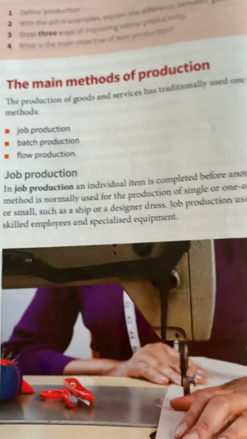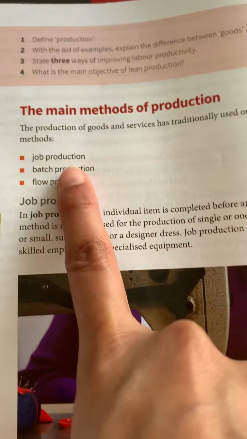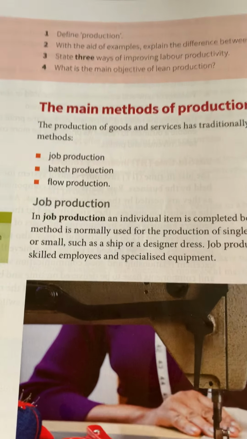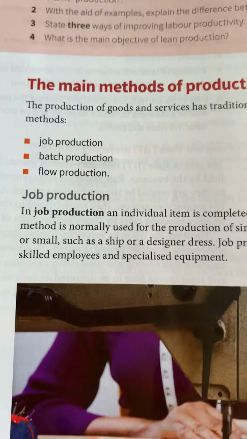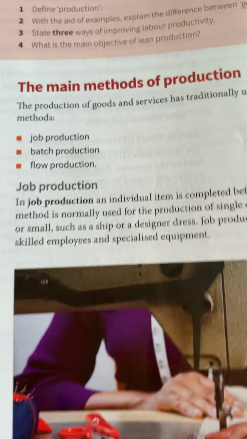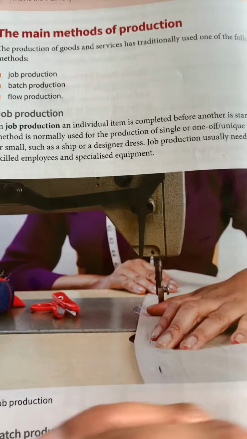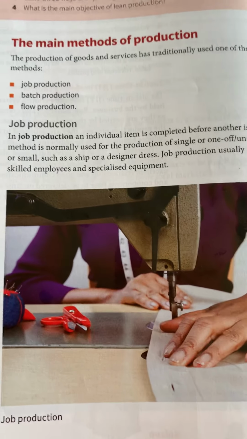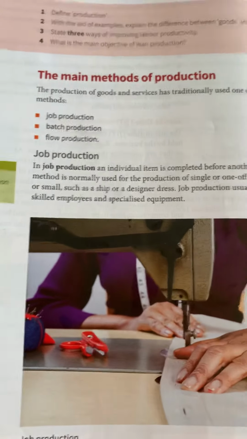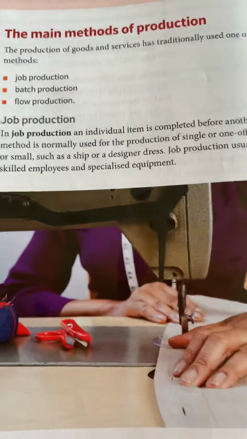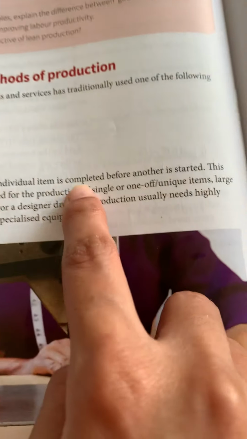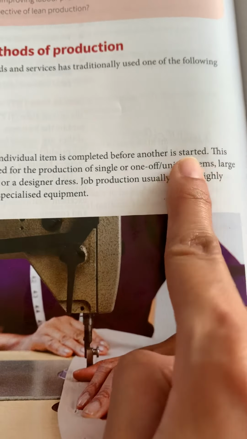So when your business is adopting job production, the whole production hall focuses on making one wedding dress, for example. After the wedding dress is made, then only they will move to making another wedding dress. So they have to make sure that this one product is done first before they move to another one. Let's read. In job production, an individual item is completed before another one is started.